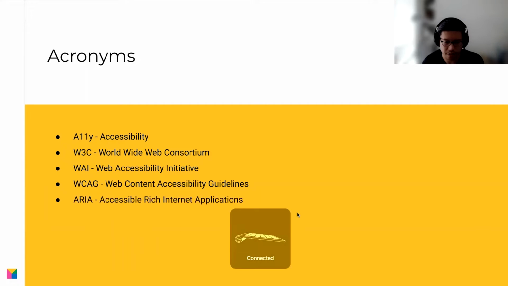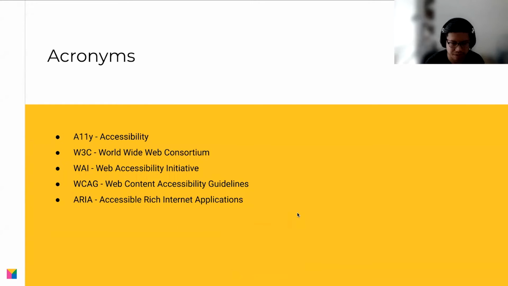Next, we have ARIA. I'm sure we've seen ARIA as well. ARIA stands for Accessible Rich Internet Applications, and this is more of the technical how. Before, we understood some of the reasoning, but ARIA will help guide web developers and engineers on how to implement this on your web page and provide some guidance to achieve WCAG standards.